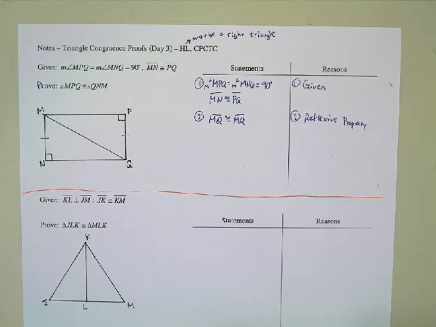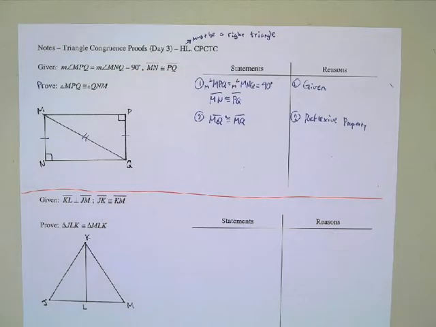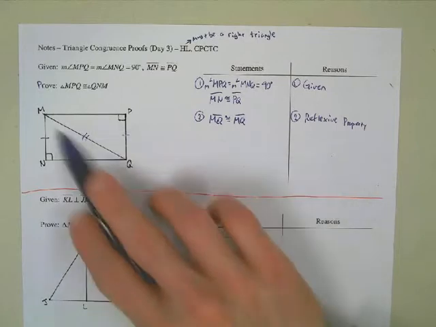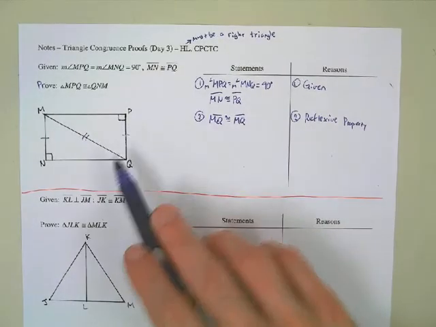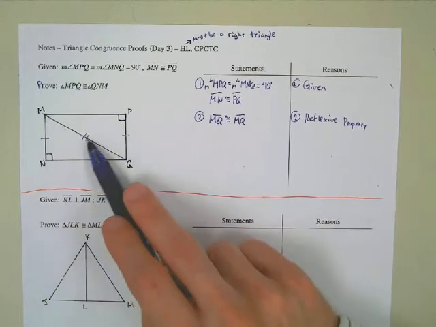Okay, and so we'll mark that as well. All right, so very good there. And so let's see here. What do we have? We've got this right triangle here, and this side of that right triangle is congruent to this side of the other right triangle, and then they both share this side.